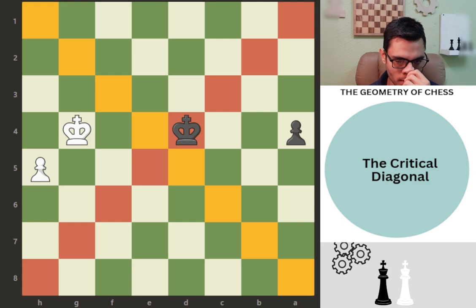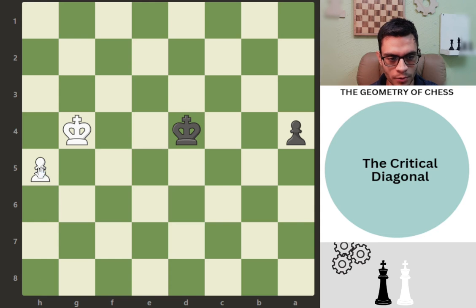So in this case, it's black to move. What do you play? Do you push this pawn, or do you try to stop this pawn from promoting? You can pause the video now. We have the rule of the square, right? So we know we are on time to stop this pawn, but it also looks tempting.